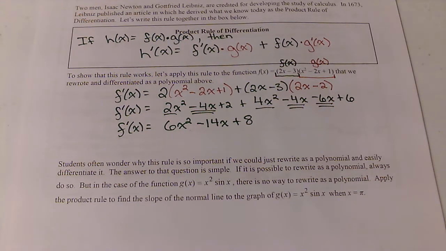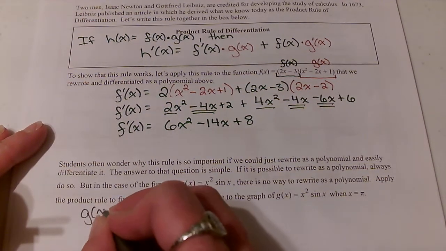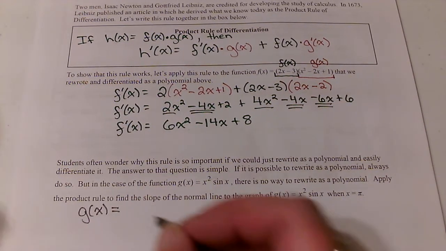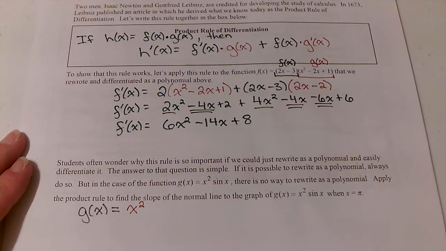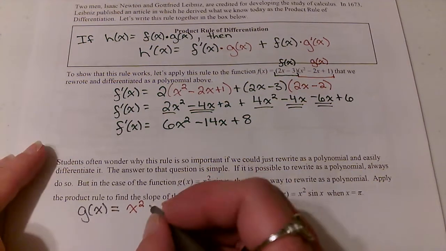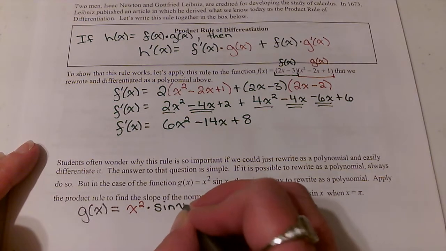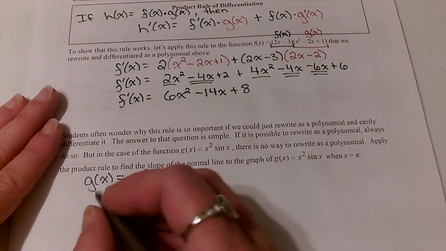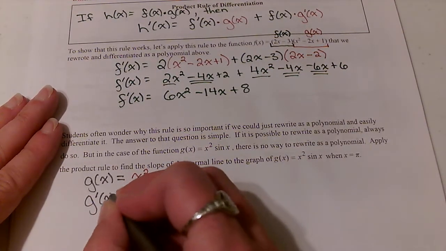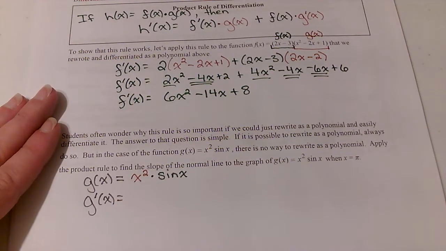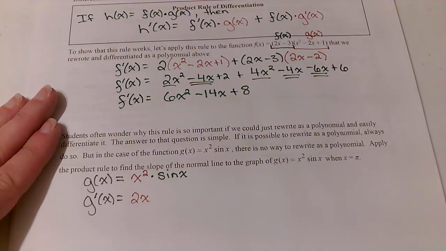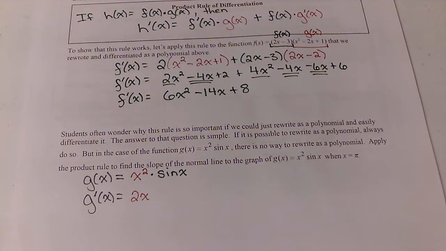So let's see how it's going to work. So g of x is x squared times sine x. So we're going to apply this new rule and find g prime, the derivative of the first. So the derivative of the first function is 2x times sine x.